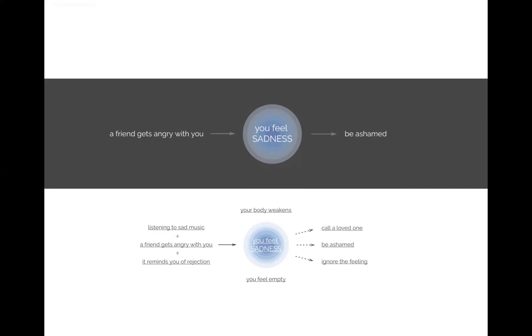Sad is an emotional expression. And then the action is you feel ashamed, or you are ashamed. So A, a friend gets angry with you. B, you feel sadness. C, action, you are ashamed. So let's zoom out a bit.